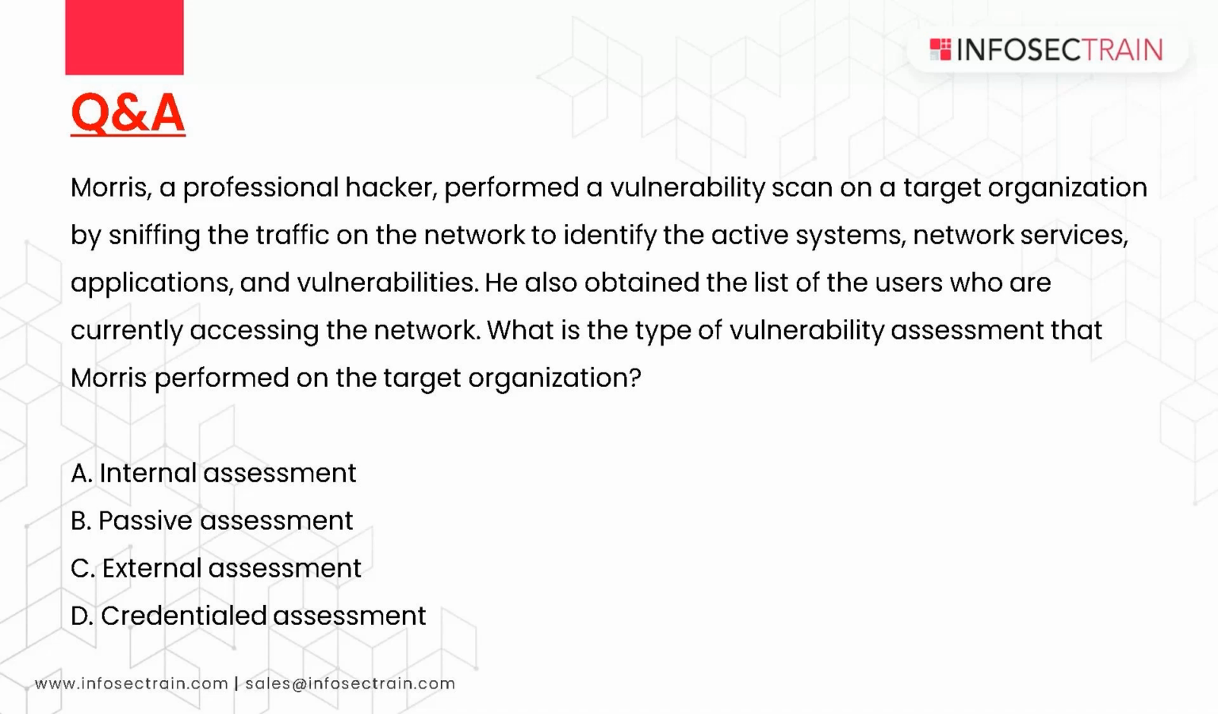We will have the information about the target organization, and about the network. We will have lots of information. This is not the case here, so option A will be incorrect. Then after this we have option B, which is the passive assessment. In the passive assessment, we sniff the network traffic and try to find out the active systems, services, applications, and what vulnerabilities are present.